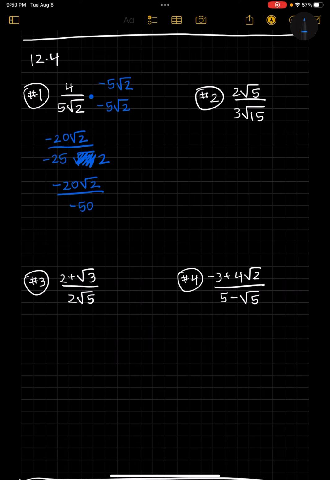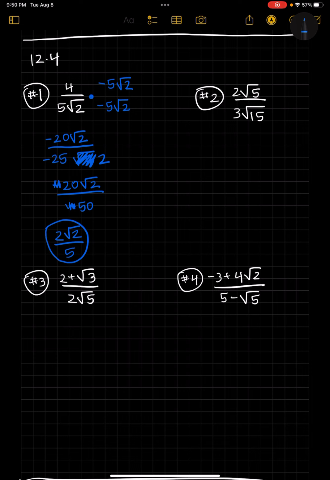And then we can simplify that just because we can take the negatives out. A negative divided by a negative is positive. And then we can also simplify the 20 and the 50 as long as they're not inside the square root and they can simplify each other, that's good to go. So they're both divisible by 10, which means my final answer is 2 root 2 over 5. I just divided the 20 and the 50 by 10. Okay.